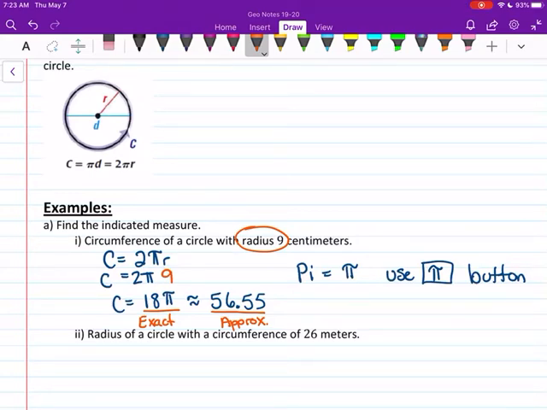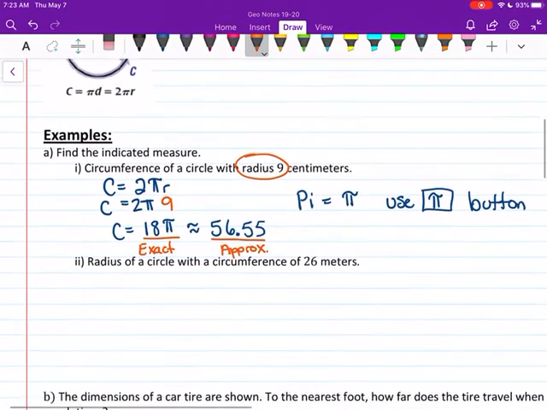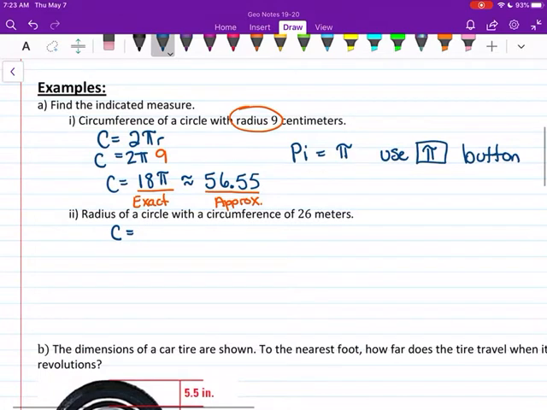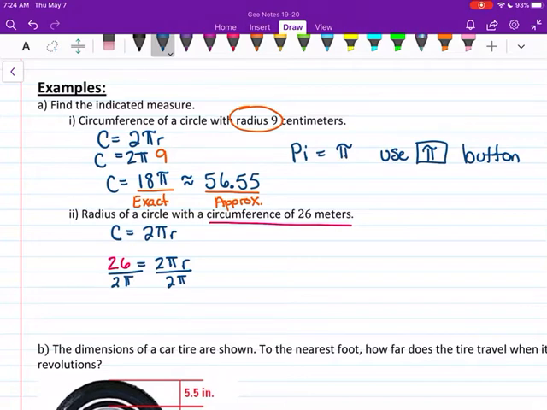Okay, our next example is to find the radius of a circle with a circumference of 26 meters. Since I'm talking about radius again, I'm still going to use the 2 pi r formula. In this case, I'm looking for the radius and I'm given the circumference is 26. So I'm going to plug in 26 for my circumference, and 2 pi r, and I'm solving for r. Remember, pi is just a number, so I'm going to divide by 2 and divide by pi.